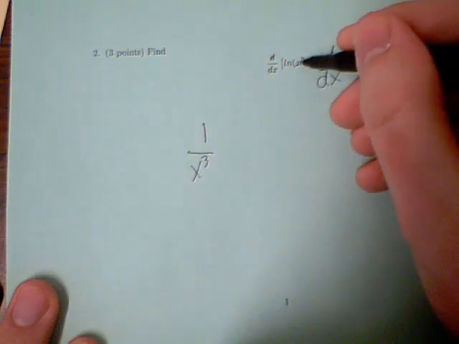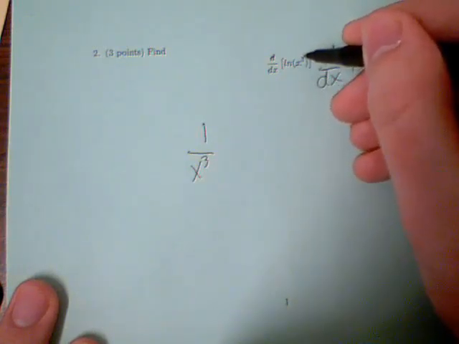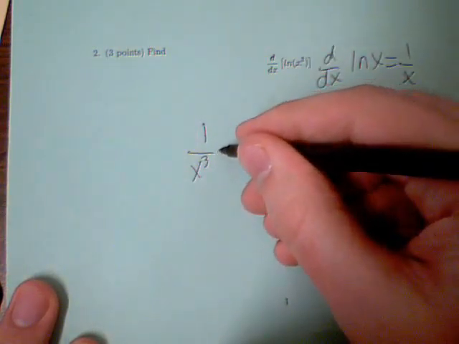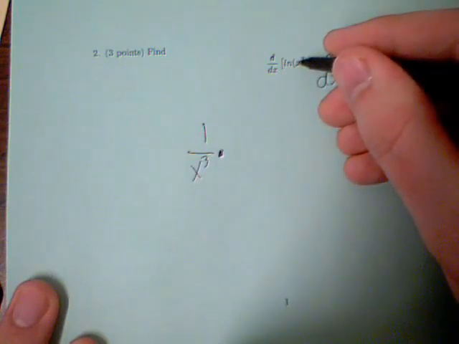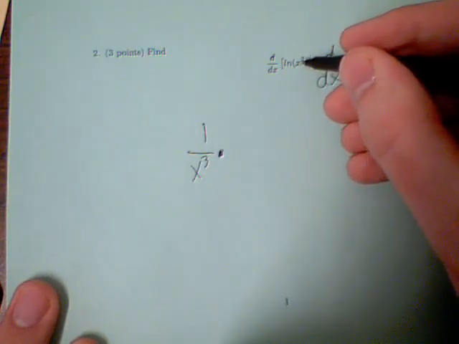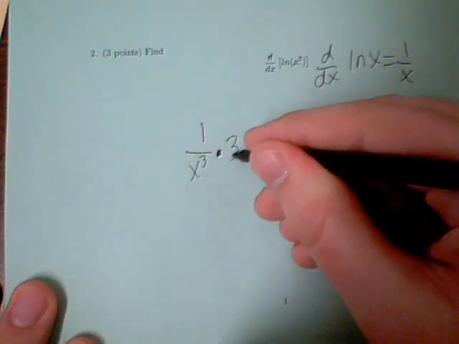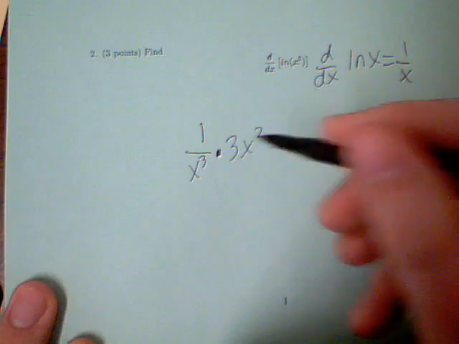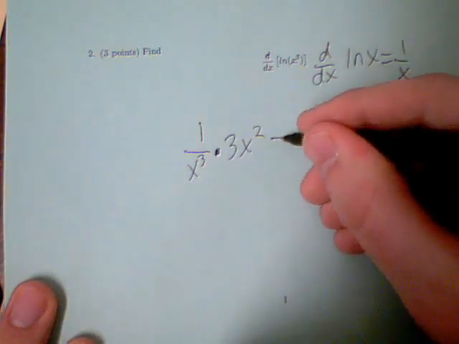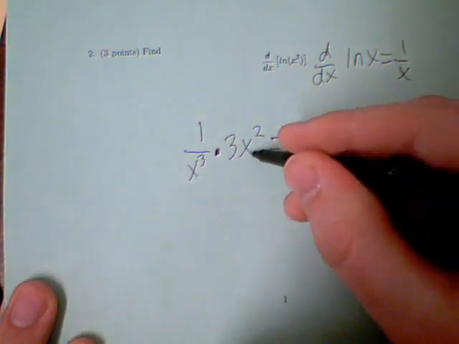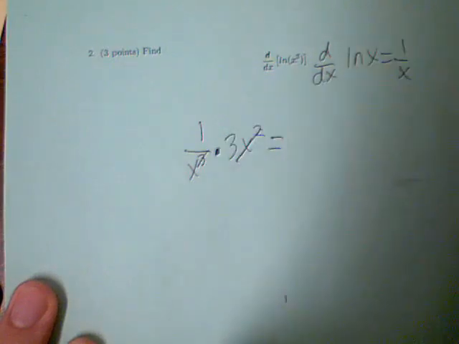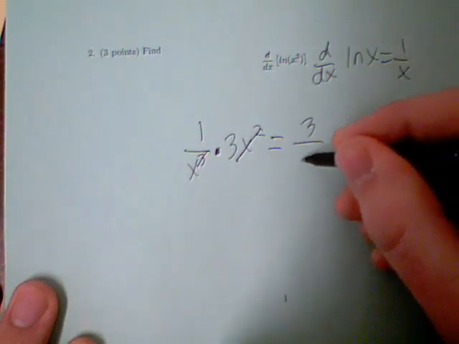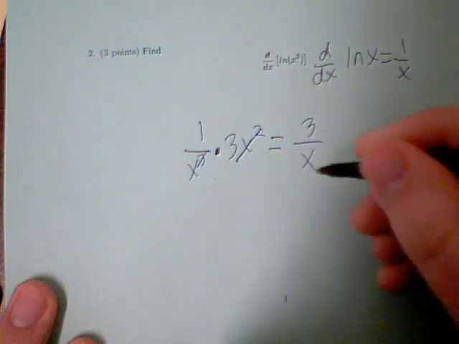But that something's not just x, right? It's x cubed. So I have to account for that by doing the chain rule. So derivative of the inside. The inside is x cubed, derivative of that will be 3x squared. So that's my answer, but I can clean that up a little bit. So I'm going to have 2 x's here, going to cancel with 2 there. I'm left with 3 over x.